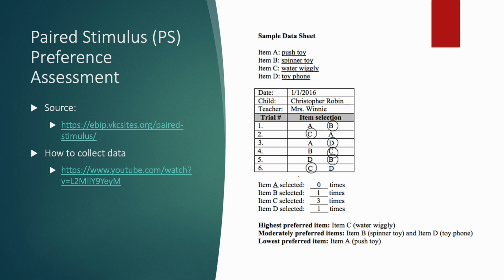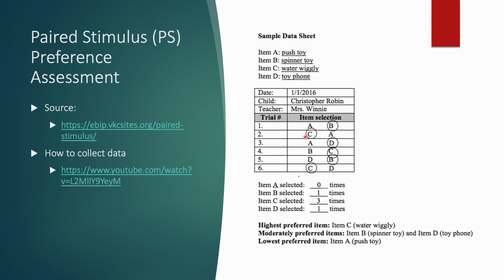So we're going to use the data that's already on our data sheet. And we can see that item A was selected 0 times. So it was presented, item A and B were presented together, item A and C were presented together, and item A and D were presented together.